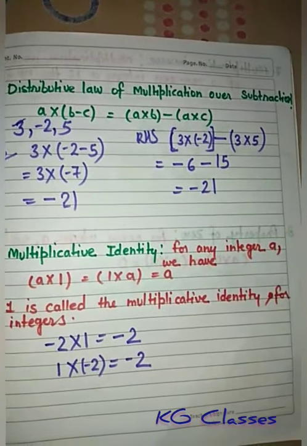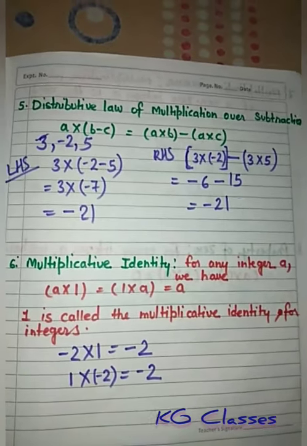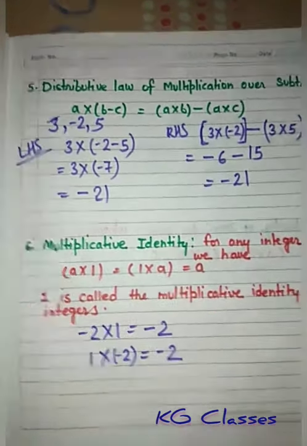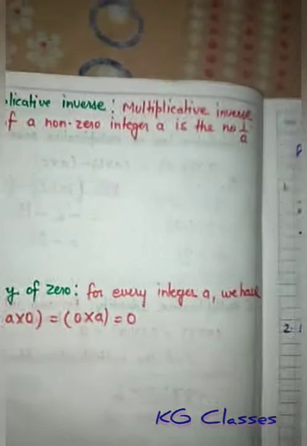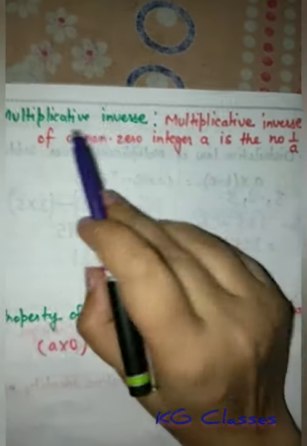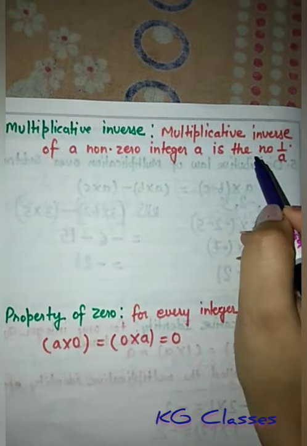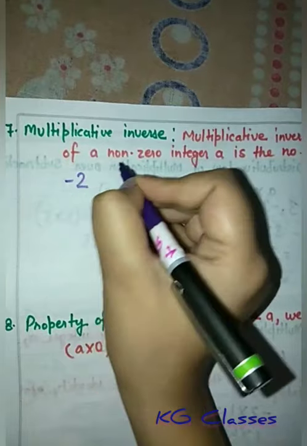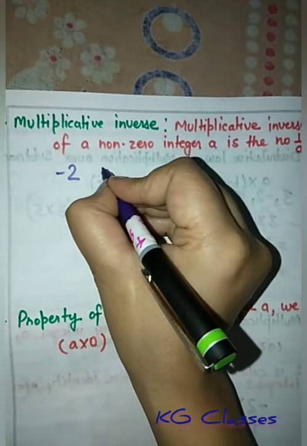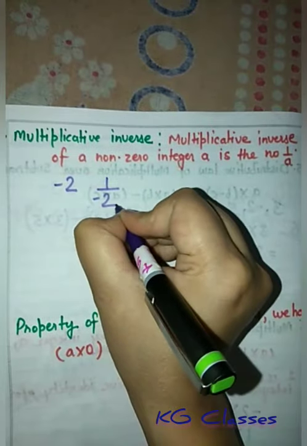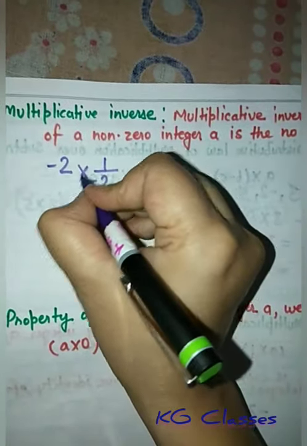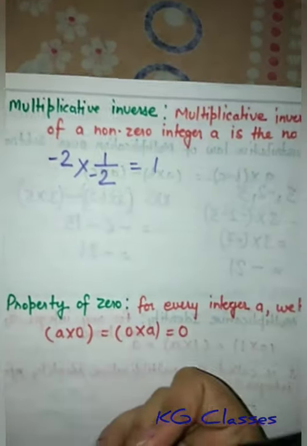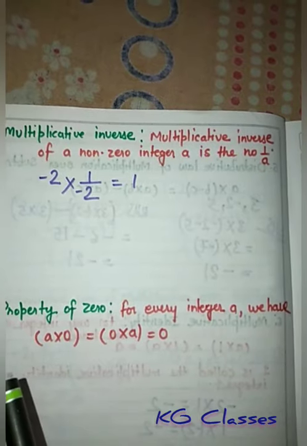In this property, which is multiplicative identity, one is called the multiplicative identity for integers. So next property is multiplicative inverse. Multiplicative inverse of a non-zero integer a is the number 1 upon a. If we have minus 2, then multiplicative inverse will be 1 by minus 2, so that if we multiply both, we'll get 1 in result. So this is called multiplicative inverse.